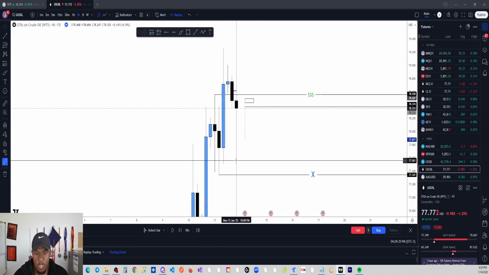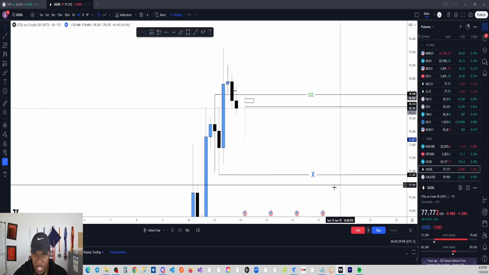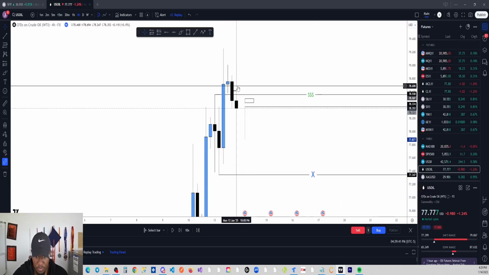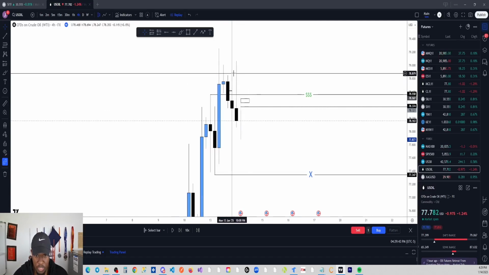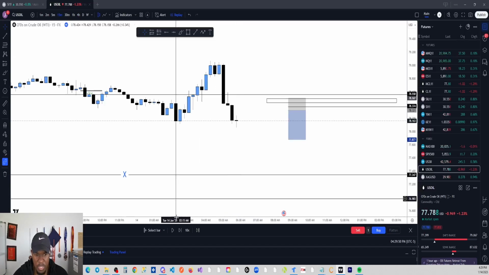And all I'm looking for now is for price to take out this low. So we've manipulated the high, and now I'm looking for this low to get taken out. Still pushing. So this is about 6 in the morning, 2 to 6 in the morning. Yeah, about 6 in the morning.